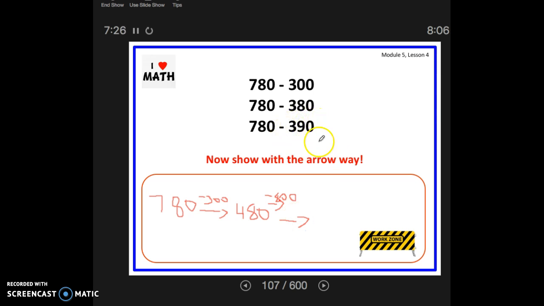Okay, now this one, we are going to take away how many? What's the difference between 380 and 390? Yep, it is 10. So we're going to have 10. So let me just make sure I did that right. Okay, arrow away, minus 10. And what do we get as our answer? 390.